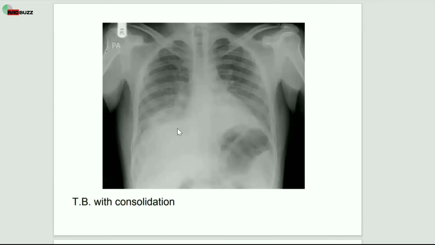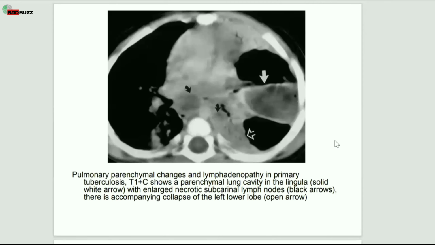TB can appear as a consolidation here. We can see there's an obscured silhouette of the diaphragm with a lower lobe pneumonia type, but it is very difficult to say this is tuberculosis. It can be a bacterial infection as well. You should have a CT before labeling it TB.